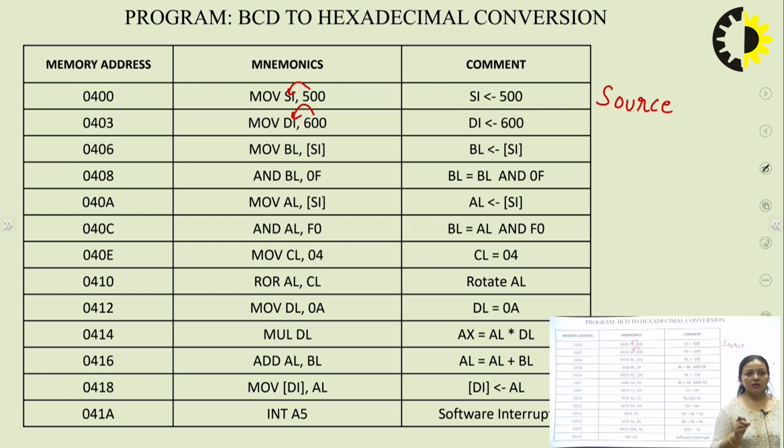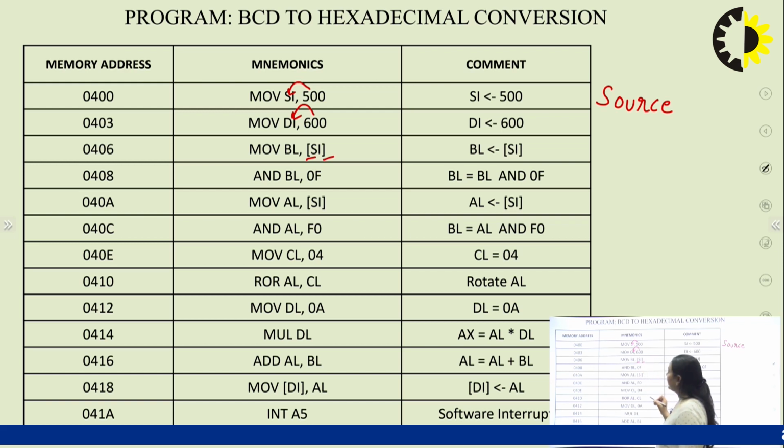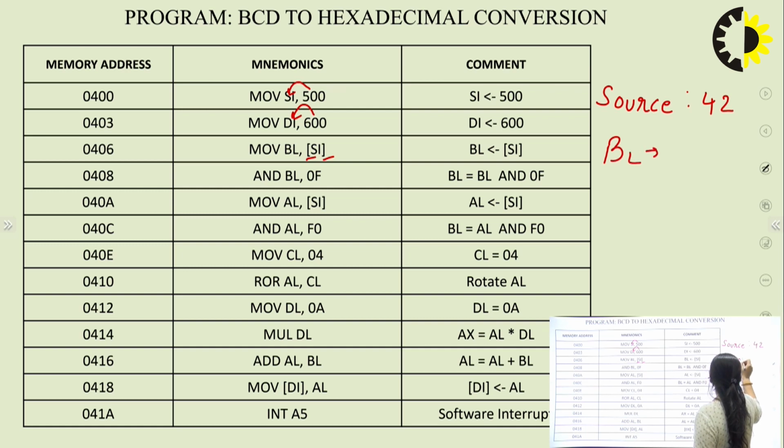Next is MOV BL, [SI]. Now you have to move the contents. What do the square brackets indicate? They indicate that the content of register SI is the offset address, and you need to transfer the contents from this offset address to BL. SI is pointing at 500, the address where my source is present. If, for example, I have the number 42 there, register BL will have the number 42.